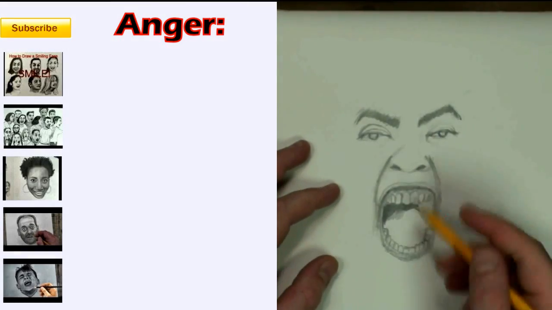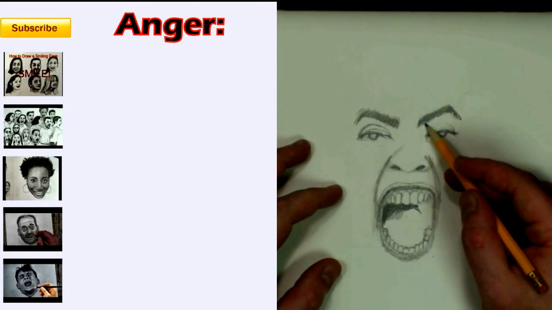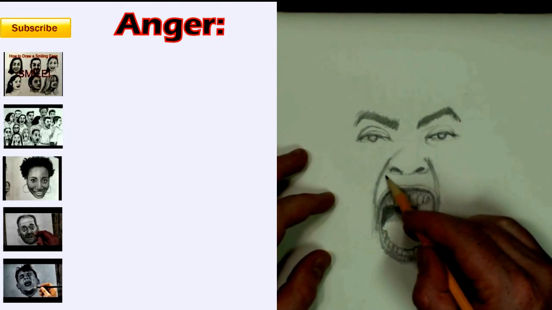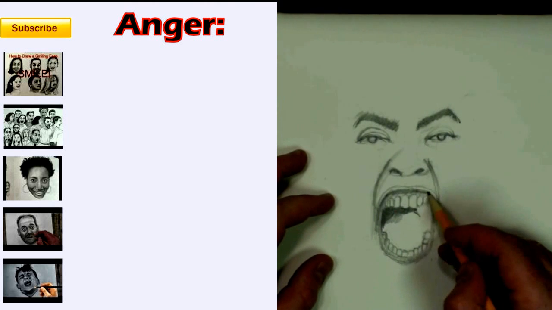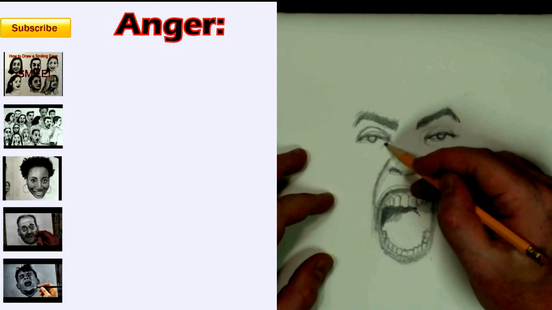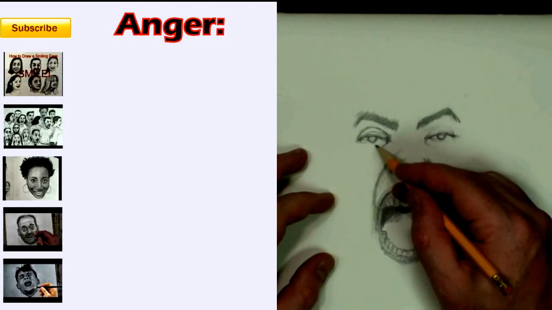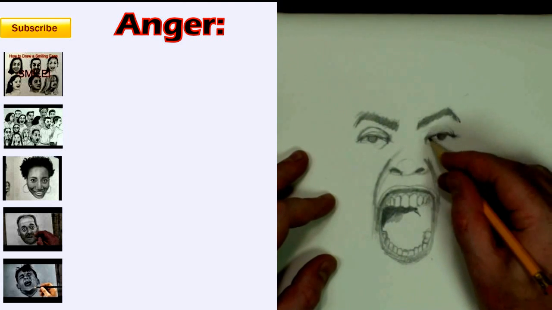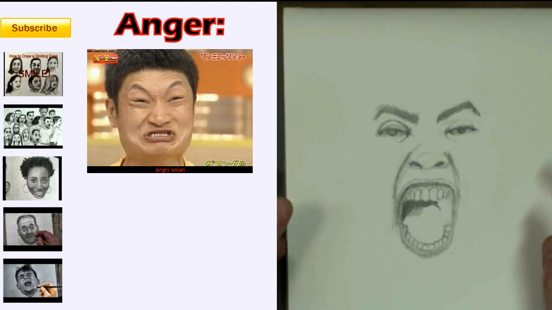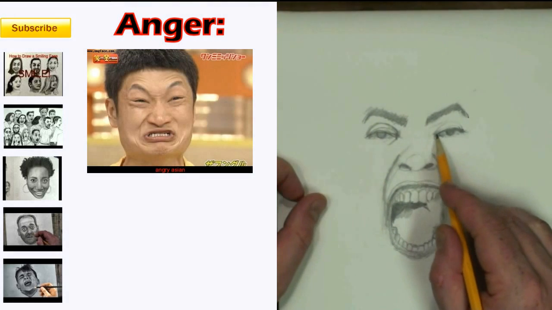So notice what I'm doing in my drawing. I made the spacing of the eyebrows closer together, and I also made them closer to the eyes. I'm trying to add as much tension around the eyes as possible. I made the decision to make the figure in my drawing's mouth open in this picture. But remember, that's not always the case with anger.